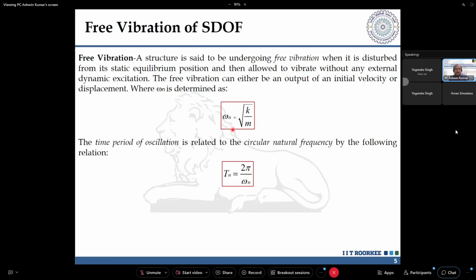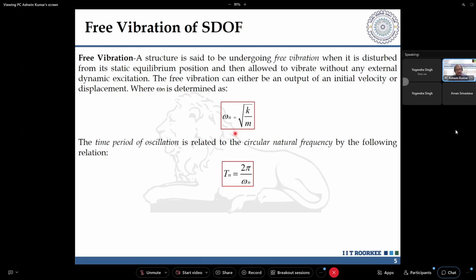The natural frequency is expressed by square root of k by m, which means the natural frequency of the system is directly proportional to the stiffness of the system and inversely proportional to the mass of the system. Which means if the stiffness of the structure is very high, then the frequency will also be high. Conversely, the time period formula is inversely proportional. Follow along with me, keep this in mind, so that it will be easy for you to understand what is going to happen next.